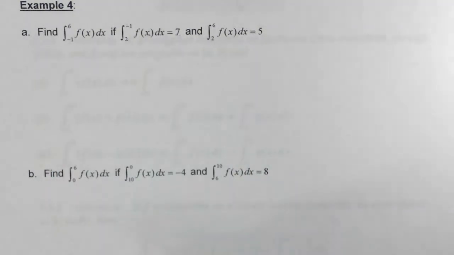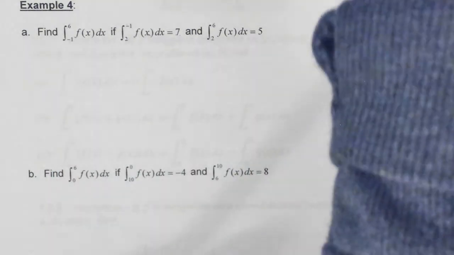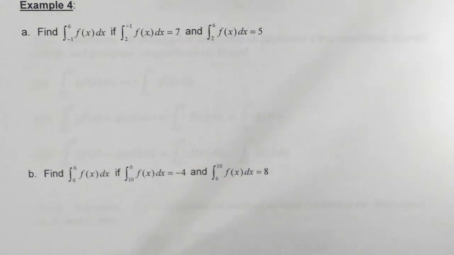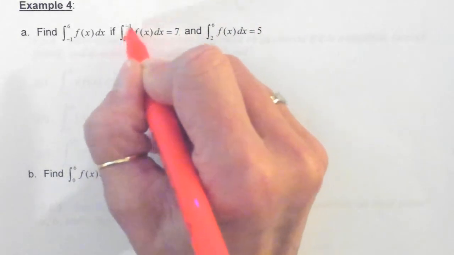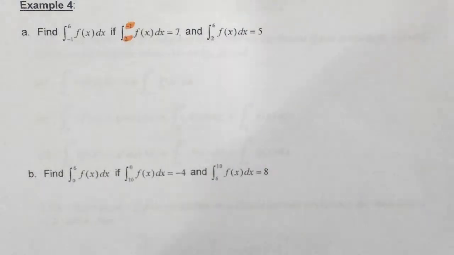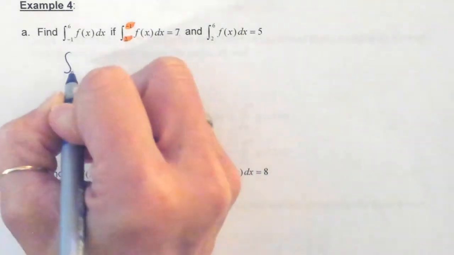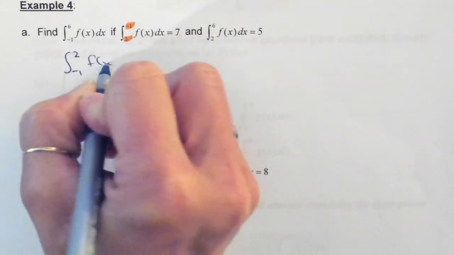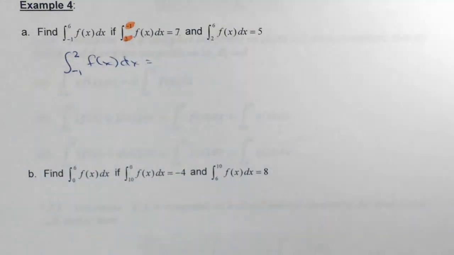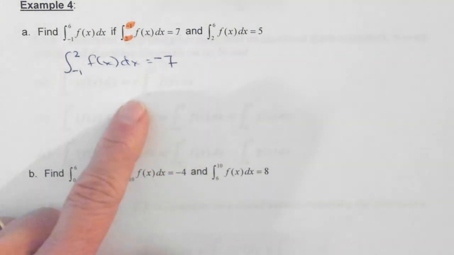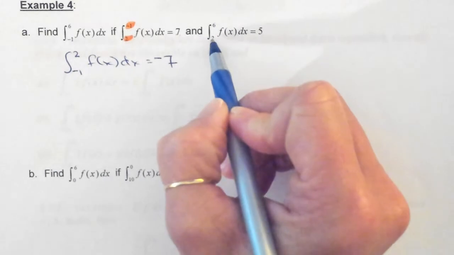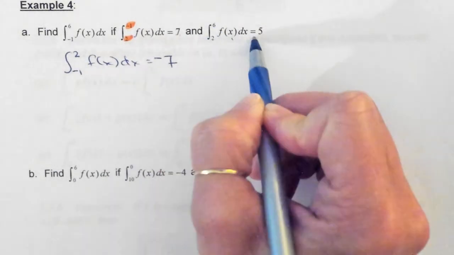What do you notice about this? What do you notice about the bounds? They're flipped. It doesn't go from smallest to biggest. So what we need to do is rewrite this. So you need to think back about that rule. We want to rewrite this as the integral from negative 1 to 2 of f of x dx. What's that going to be equal to then? Negative 7. Meaning that portion of the graph is where? It's below the x-axis. And then from 2 to 6 of this function, the area is equal to 5.